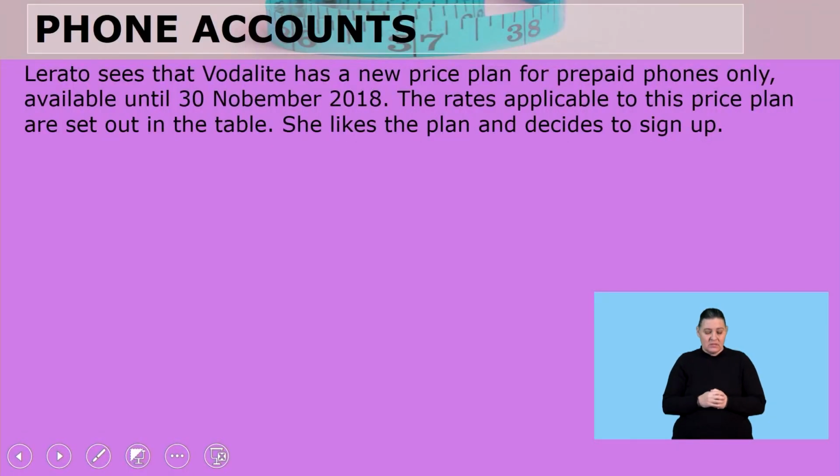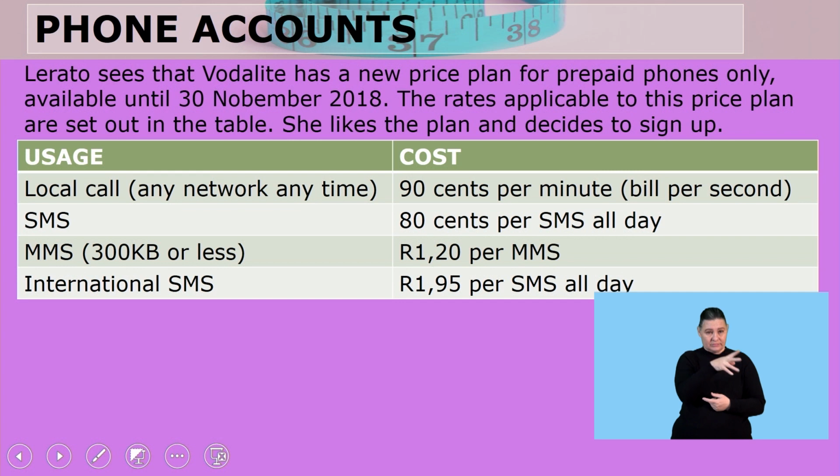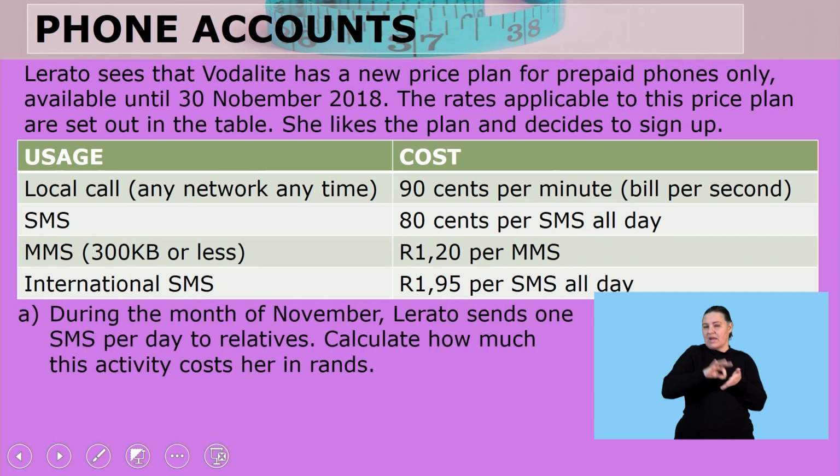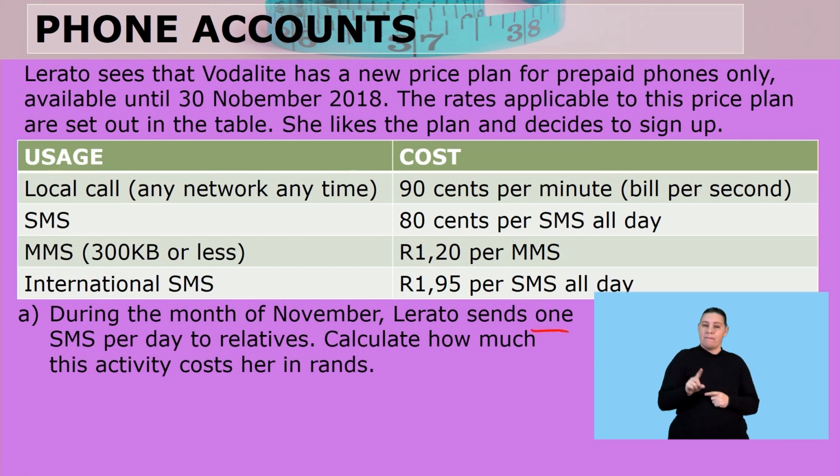Larato sees that VodaLite has a new price plan for prepaid phones only, available until the 30th of November 2018. The rates applicable to this price plan are set out in the table, which I will show you guys there. She likes the plan and decides to sign up. All right. So, during the month of November, Larato sends 1 SMS per day. There you go. To relatives. Calculate how much this activity costs her in rands.